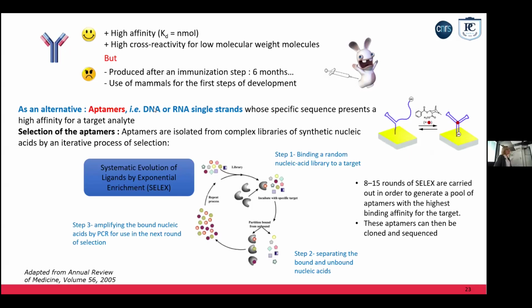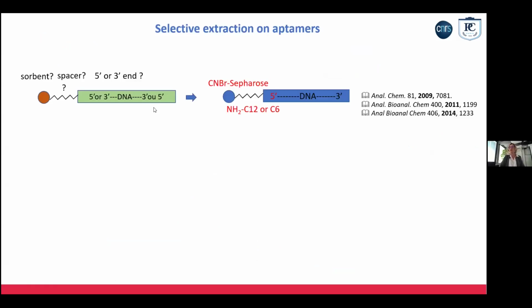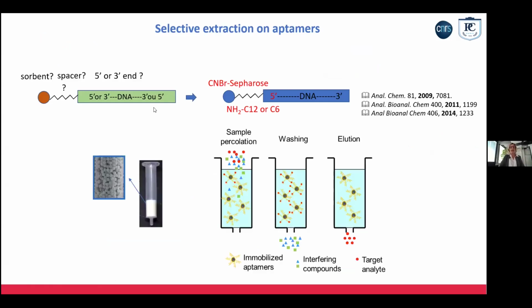For this, we decided to study the possibility of using DNA sequences to selectively trap some compounds. It was described by some groups that if you find the good sequence, some of them are very specific to a target analyte, and then the DNA sequence can change its conformation and selectively trap your analytes. So we decided to see if this approach allows us to trap our analytes. Once you have your sequence, you just have to immobilize it on a solid support. This is the way we do it, and then you introduce your sorbent into a cartridge.